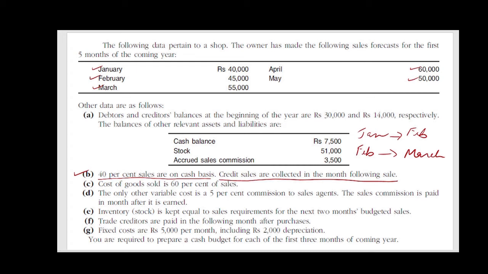What's given? The sales are for the months of January, February, March, April, and May. So we don't have information regarding the sales of December. But there is an information given over here. Debtors. Now, when will debtors arise? When there is credit sales, right? So debtors at the beginning of the year. Beginning of the year in the sense January beginning.